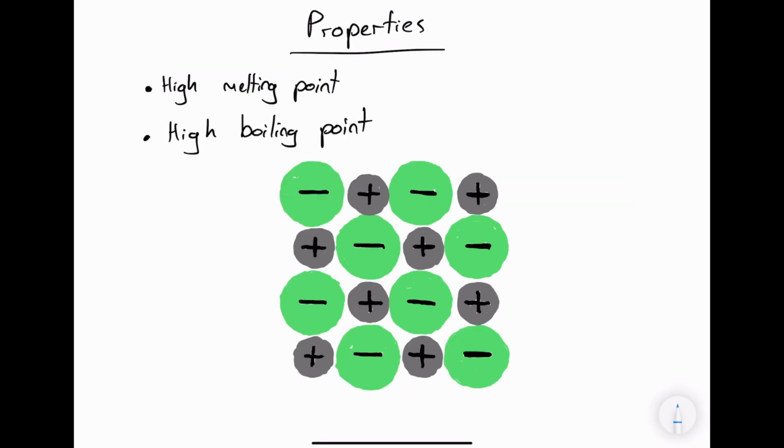Due to the electrostatic forces of attraction between the ions being very, very strong, ionic compounds have a high melting point and a high boiling point because a lot of energy is required to overcome these strong forces of attraction.